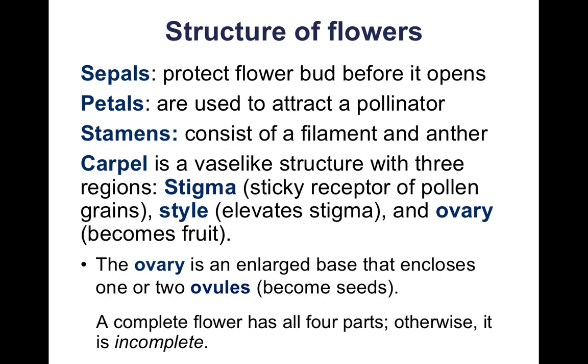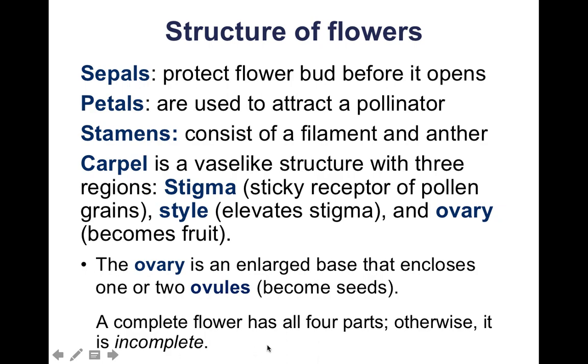At the top is the stigma. The stigma is usually flat at the top, and it has a sticky substance that helps the pollen grain stick to the carpel. The style is going to elevate the stigma outside of the flower. And the ovary is the structure that's going to become the fruit. And within that ovary, you will have one or two ovules. You can actually have a whole lot more than 2 ovules in certain plants. These ovules, when fertilized, will become the seeds.